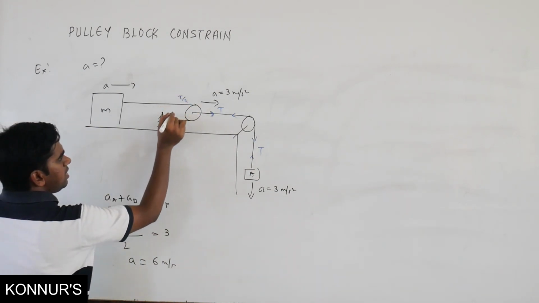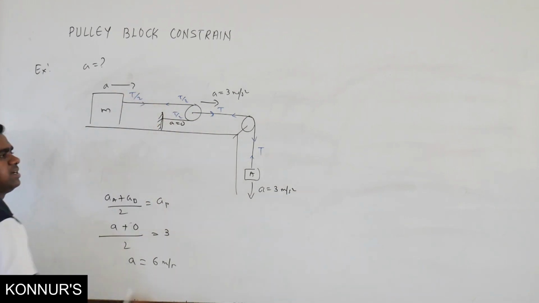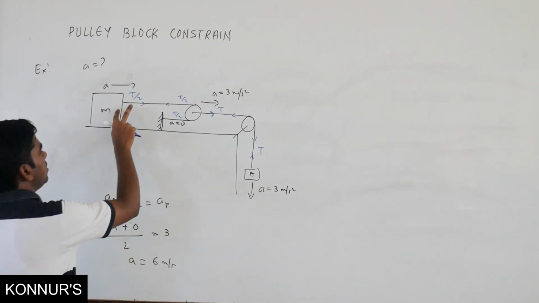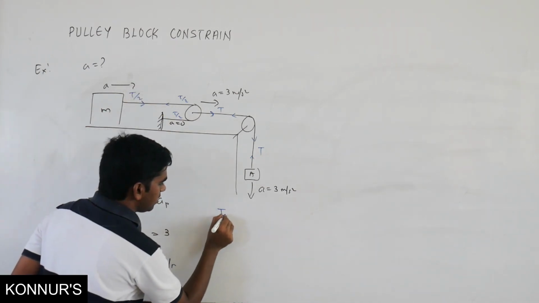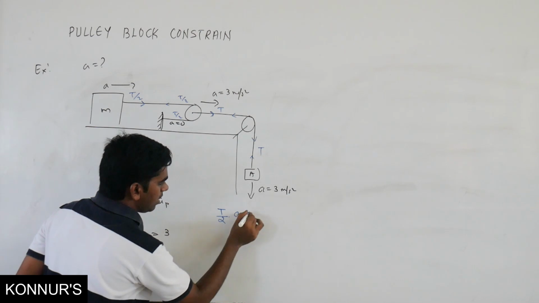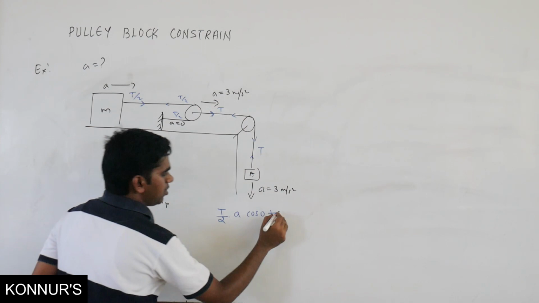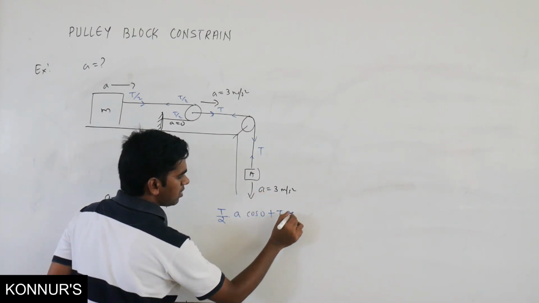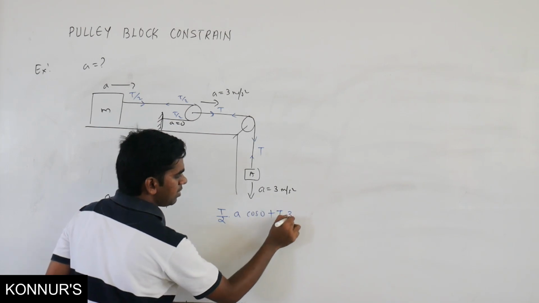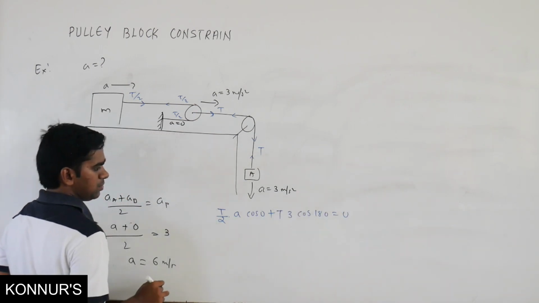Can I write T by 2 in this direction? So here also it will become T by 2. Now apply your tension method. Tension is in this direction, and A is also in this direction. Can I write T by 2 A cos 0 plus, here tension is in upward direction, acceleration is in downward direction. So we will get cos 180, with acceleration 3, equals to 0.